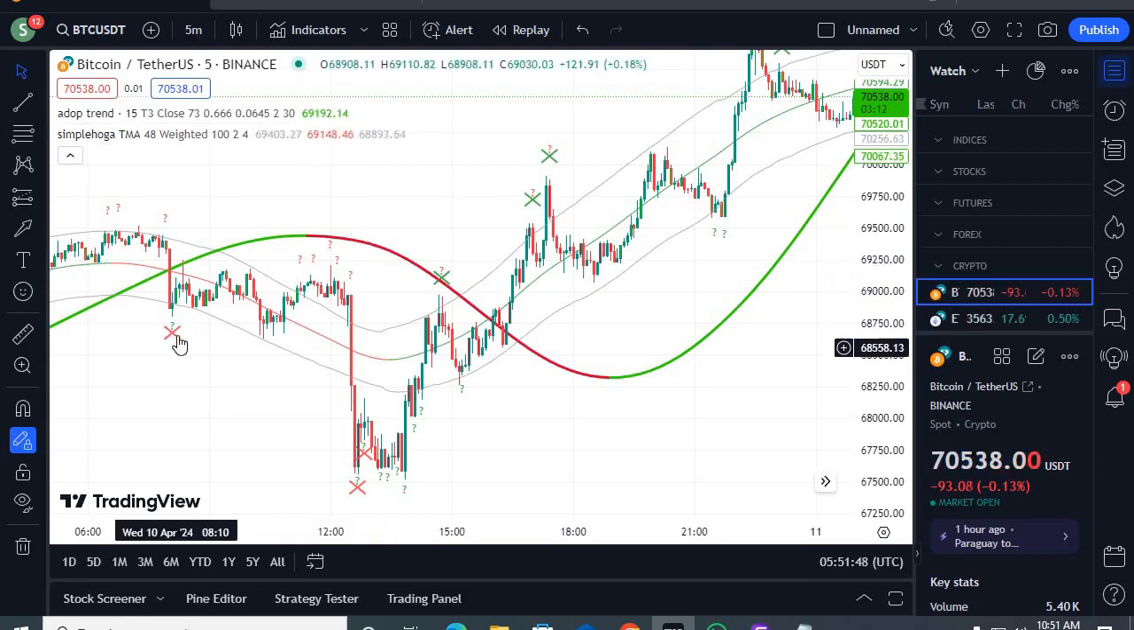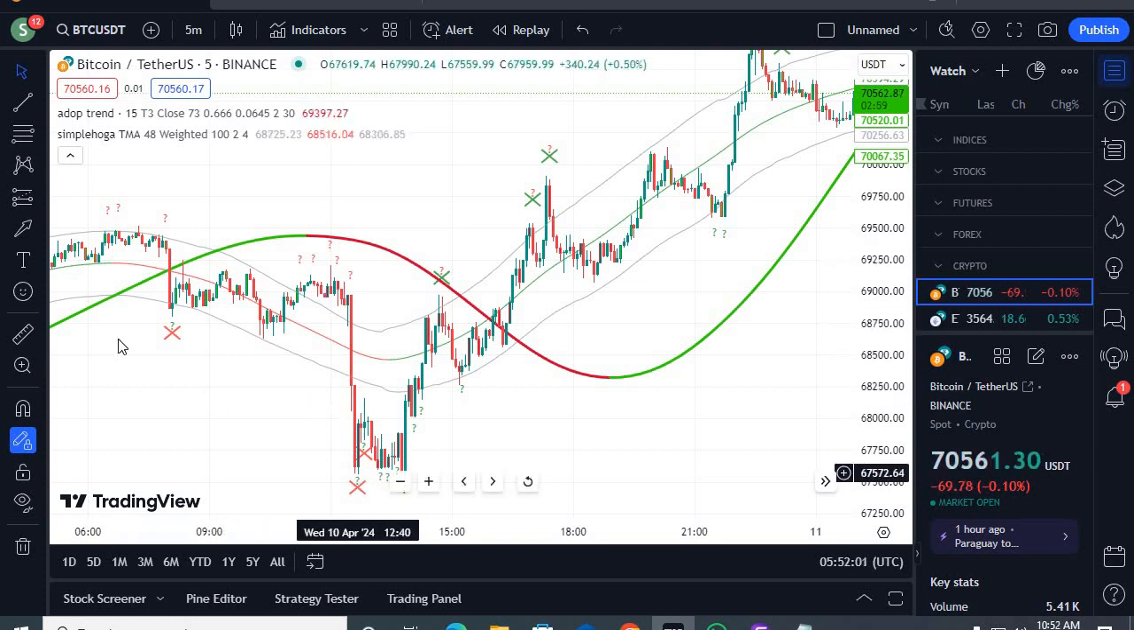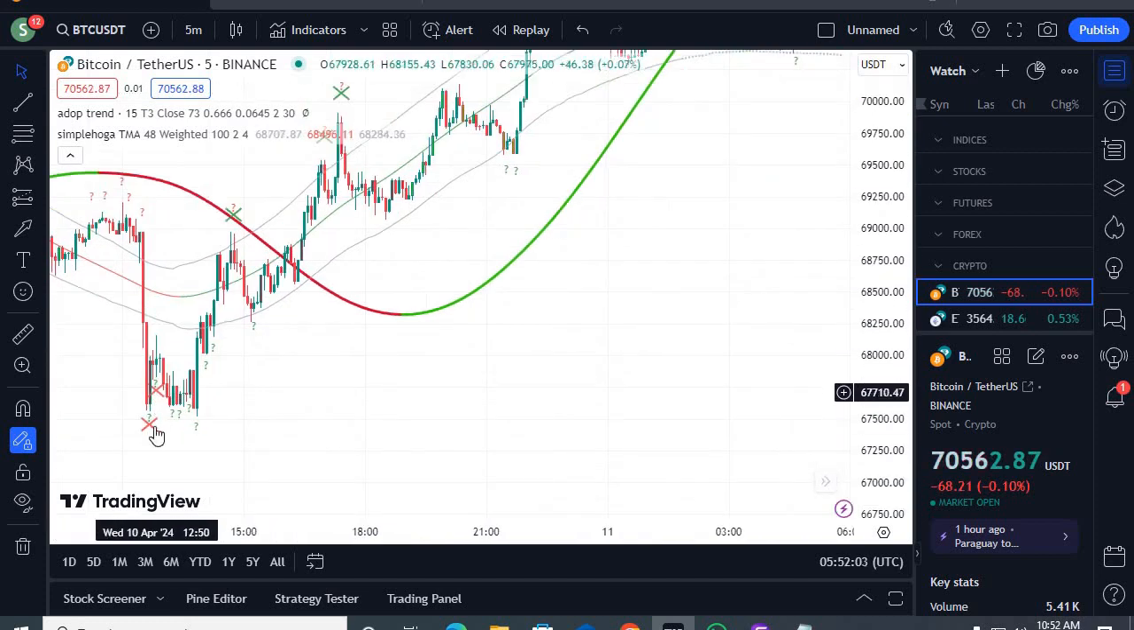How? Because when you get a cross signal, that means you do not need to go for the buy trade. When you get only the question mark signal, you need to go for the sell trade and book your profit. Here you can see the dot with cross signal, that means do not go for the buy trade. When you get only the signal, you can go for the buy trade and book your profit.